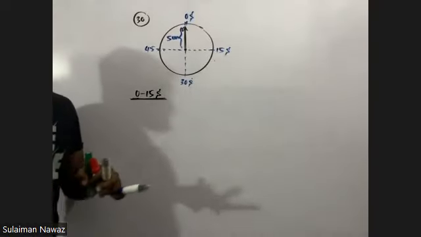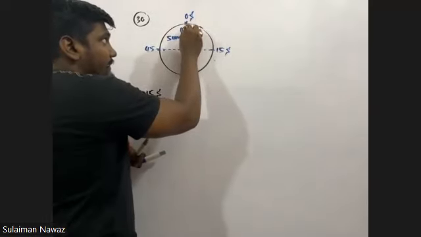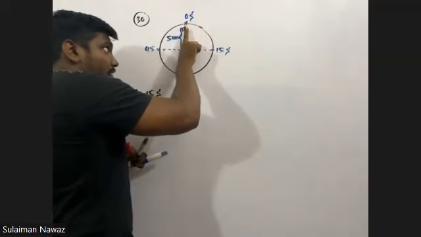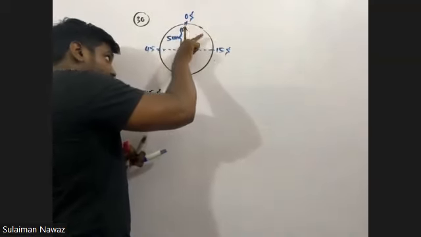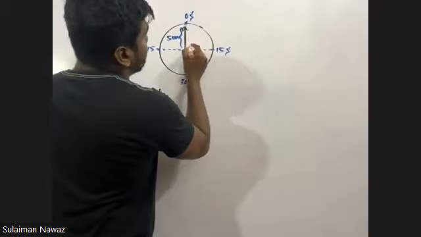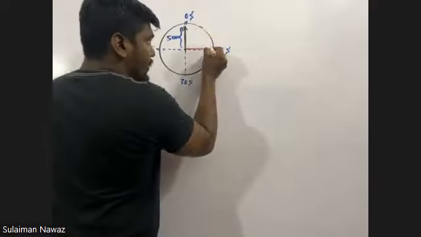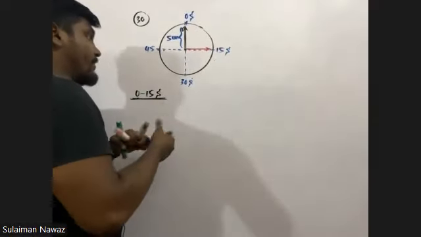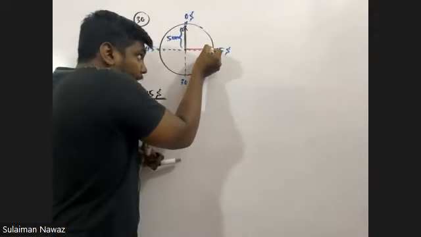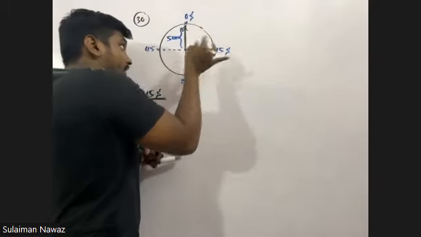When t equals 0, our tip is exactly here. After 15 seconds, what can you say about the second hand? It will reach this position. Now here is your tip. This is your initial point. This is your final point of the tip after 15 seconds.